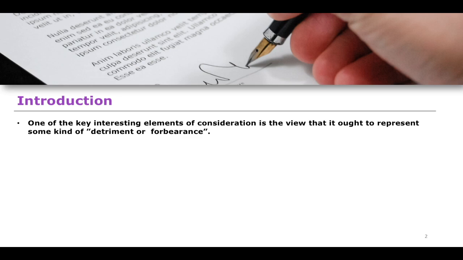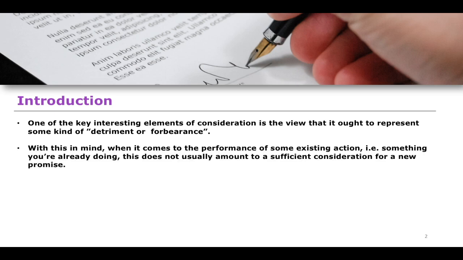That's what we mean by some kind of detriment or forbearance: something that deprives you of something that you have, whether that be money, an object that you are giving over, or even, in some cases, your time and your energy in terms of performing some kind of service. With this in mind, when it comes to the performance of an existing action, i.e. something that you are already doing, then this does not usually amount to sufficient consideration for a new promise.